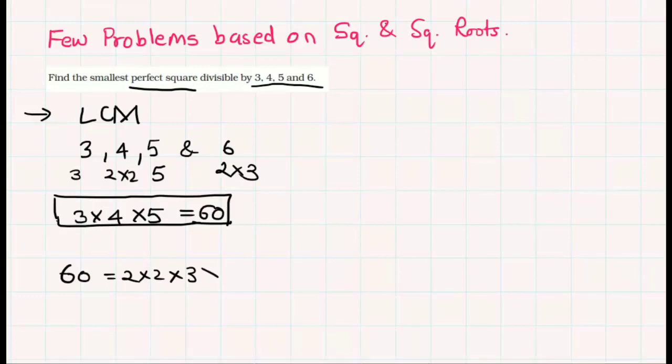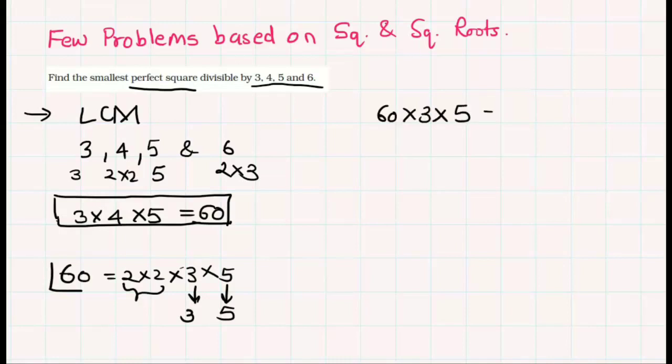3 into 5. Right. So is it a perfect square? No. To make it a perfect square, we have to multiply 60 with pairs of these two numbers. So a pair of 3 will be 3, a pair of 5 will be 5. So to make this a perfect square, we'll have to multiply 60 into 3 into 5, which is equal to 60 into 15, so 900. Find the smallest perfect square divisible by these numbers.